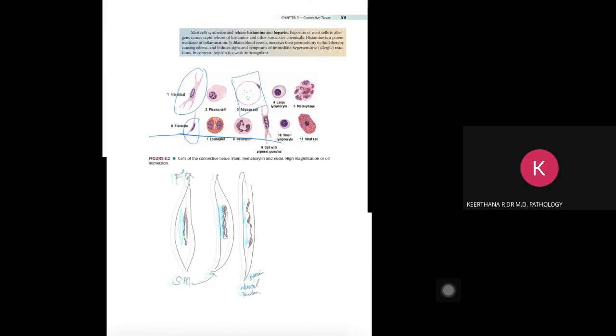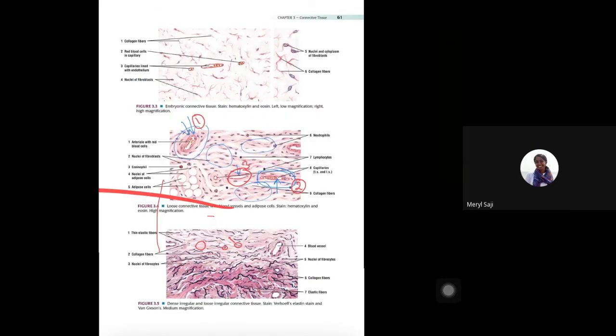Cells of the connective tissue. Number 1, fibroblast. Number 2, plasma cells. Number 3, adipose cells. Number 4, large lymphocyte. Number 5, macrophage. Number 6, fibrocyte. Number 7, eosinophil. Number 8, neutrophil. Number 9, cells with pigmented granules. Number 10, small lymphocyte. Number 11, mast cells. So figure 3.3.